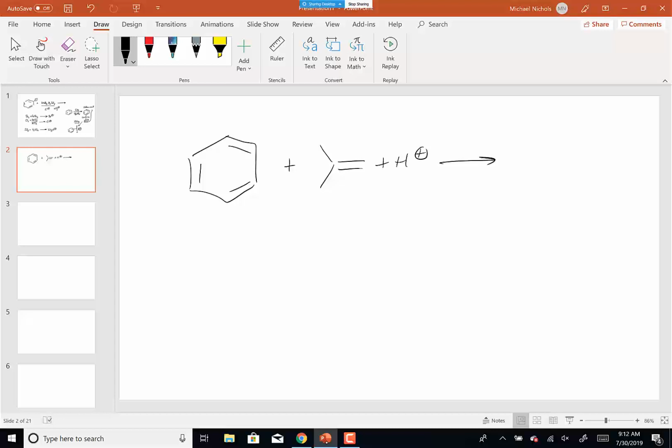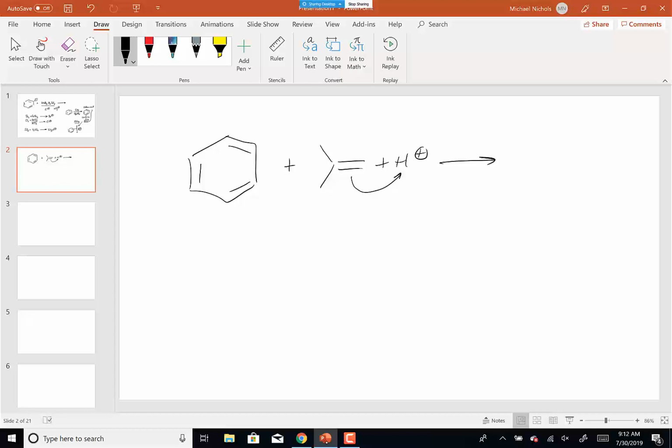So any method you can use to generate an E plus, or in this case a carbocation, that carbocation will then add to the benzene ring. So in this case, the H plus will not react with the benzene ring, the alkene will not react with the benzene ring because they're both nucleophiles. So what am I going to do? I'm going to add the H plus to the alkene. How's the H plus going to add?